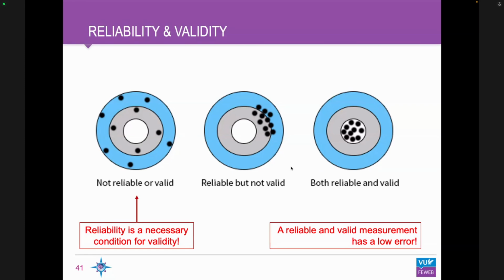And in this case, the answers are clustered. So they are quite consistent. So it's reliable. But we have a systematic error because the true value was here. So everyone is affected in a certain way. So for instance, the question formulation was very bad, that people understood it, like everyone understood it in a different way, and they gave consistent answers.